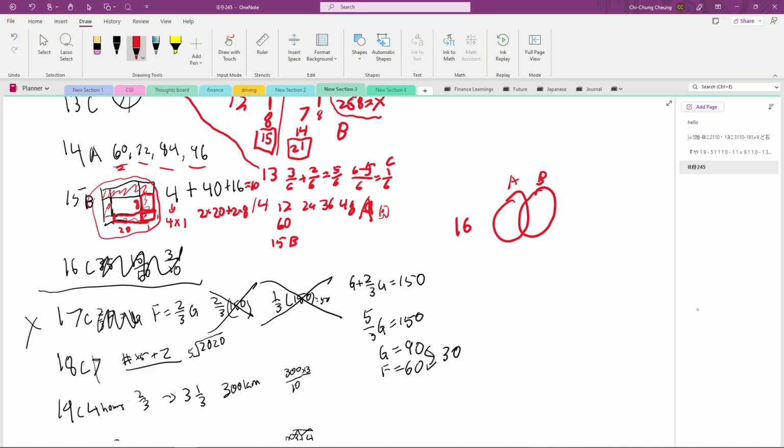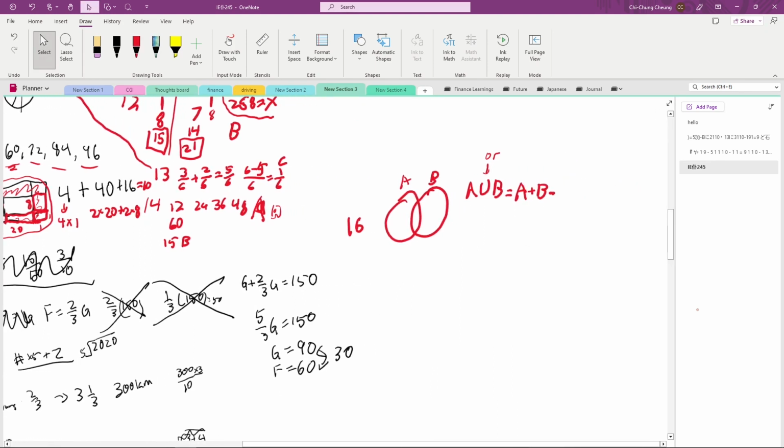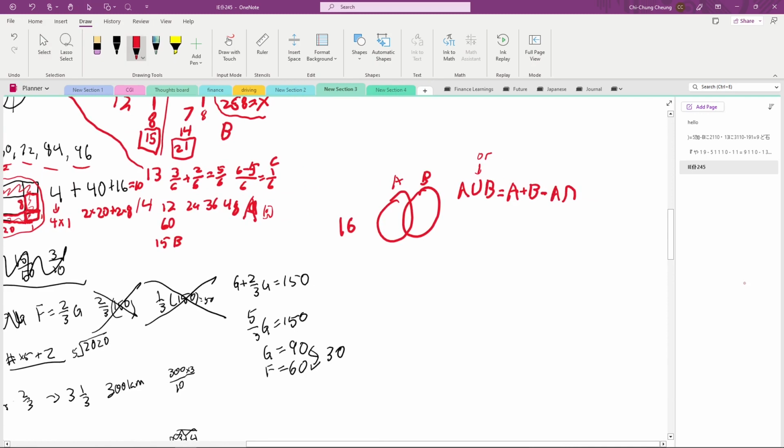When you see a Venn diagram with A and B, there's a famous rule where the total, A or B, this is the symbol for or, equals the number of A plus the number of B, but minus the overlap, A and B.